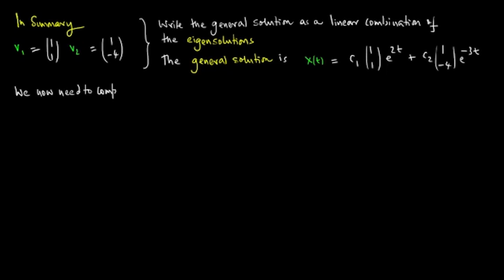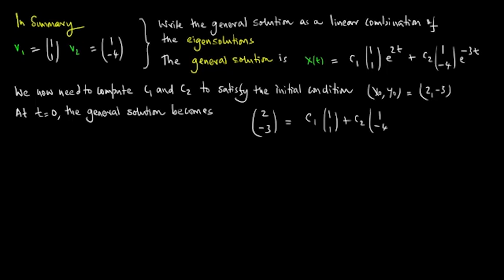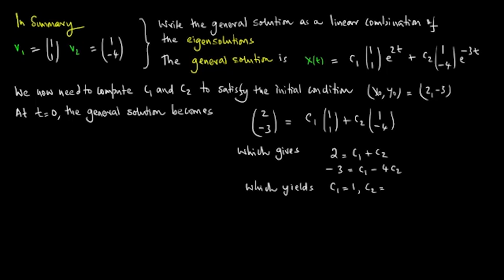We now also need to compute c1 and c2 to satisfy the initial condition x naught y naught is equal to 2 minus 3. At t is equal to 0, the general solution becomes 2 minus 3 is equal to c1 times 1 1 plus c2 times 1 minus 4, which ends up giving 2 is equal to c1 plus c2 and minus 3 is equal to c1 minus 4c2, which yields c1 is 1 and c2 is 1.